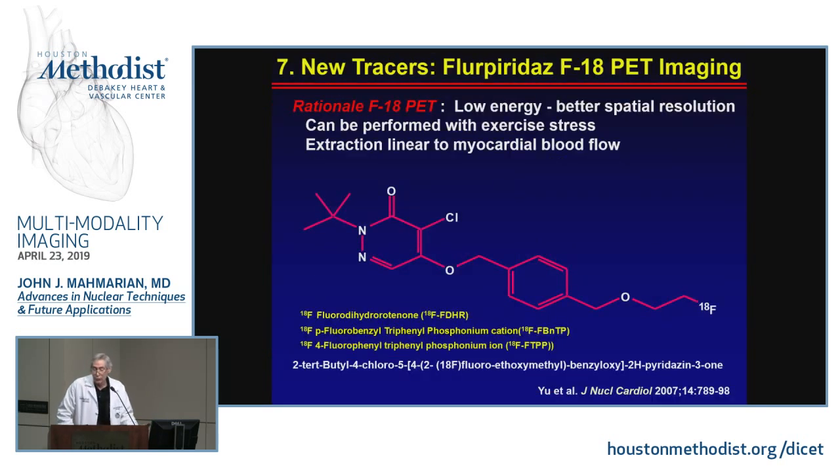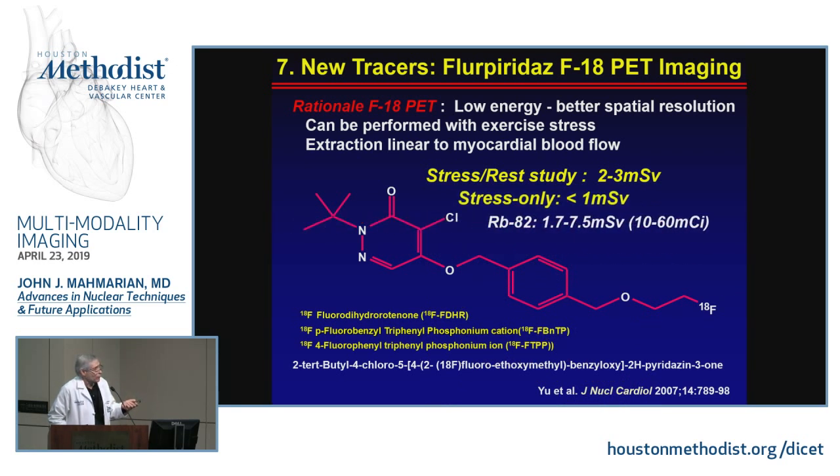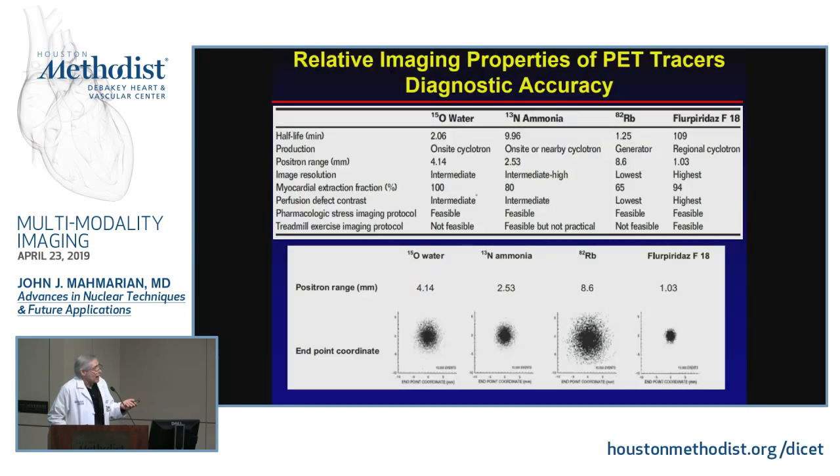All right, let's spend the last few minutes talking about different agents. Let's talk about flurpiridaz. We're actually involved in a trial here. Dr. Al-Mullah is going to start this up in June. It's a wonderful study in terms of looking at F18 agent, flurpiridaz, for looking at perfusion. It tends to have a lower radiation exposure than what you even see with SPECT with stress-only imaging. And F18 is actually an ideal agent.